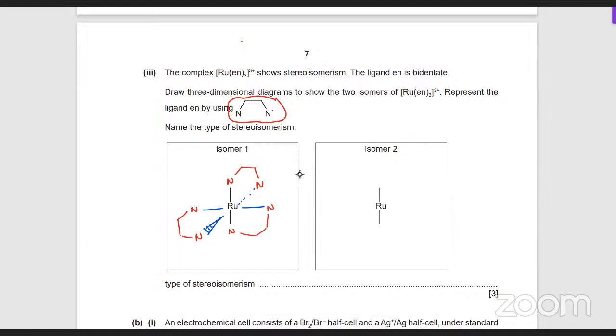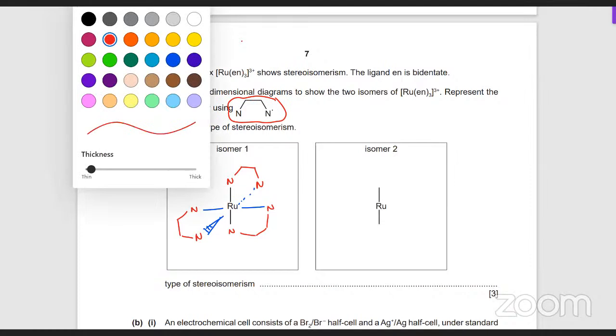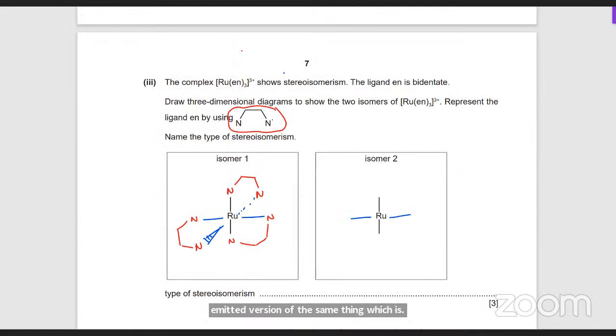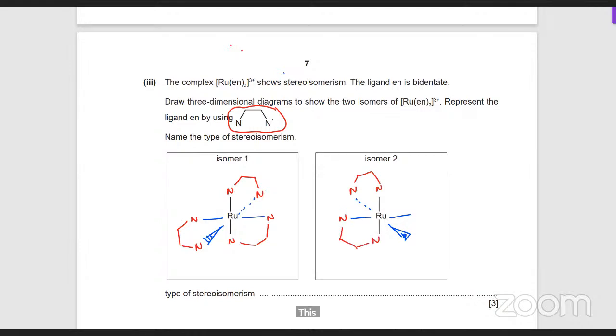Now draw the mirrored version of this. So you're going to draw a mirrored version of the same thing, mirror the axis as well. So the dotted is over here and the wedge-shaped one is coming out of the page. And draw your en around it. Okay, so the en is also mirrored. So it's on the left side now. This en is on the left side as well. So this is optical.